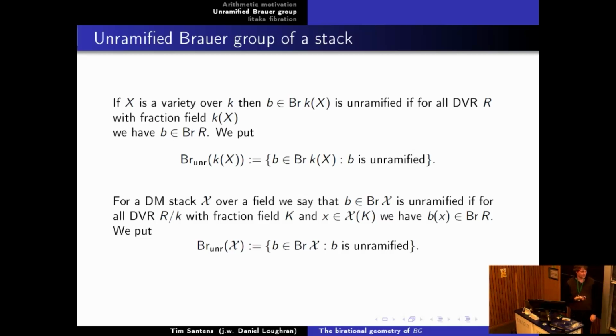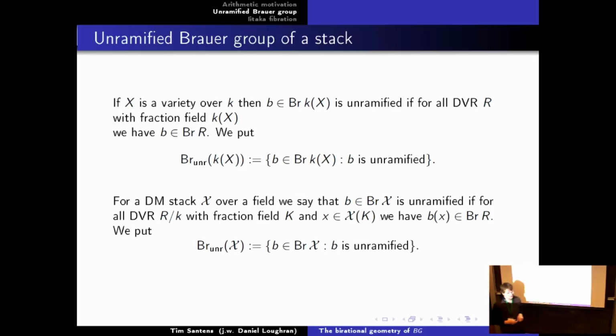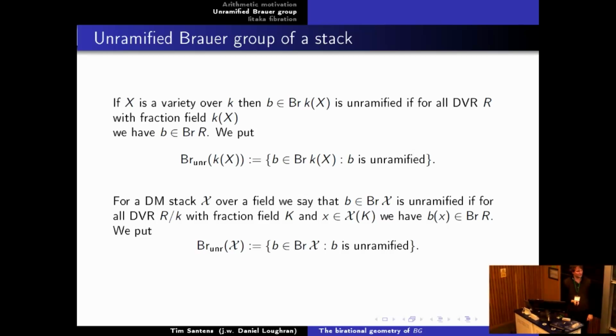But sorry, if a stack is smooth and proper, it's not the same. No, this is important. This is the ramified Brauer group. The point is that not every K point leads to an R point. So being a pullback of an X_K point is not the same as applying in B(R). Yeah, this is important, because BG is smooth and proper. So this thing for BG is different from the usual Brauer group for BG.